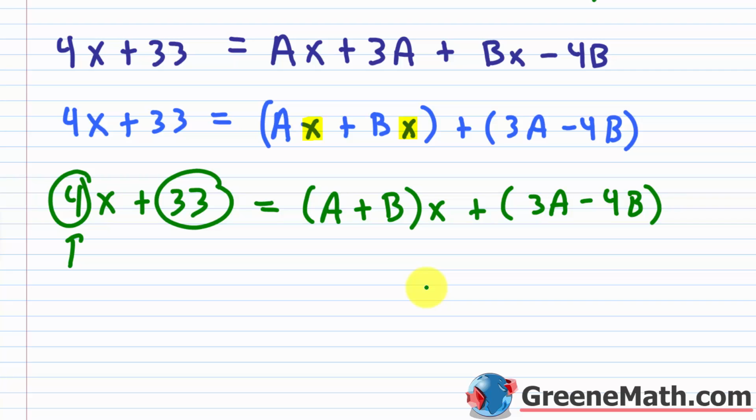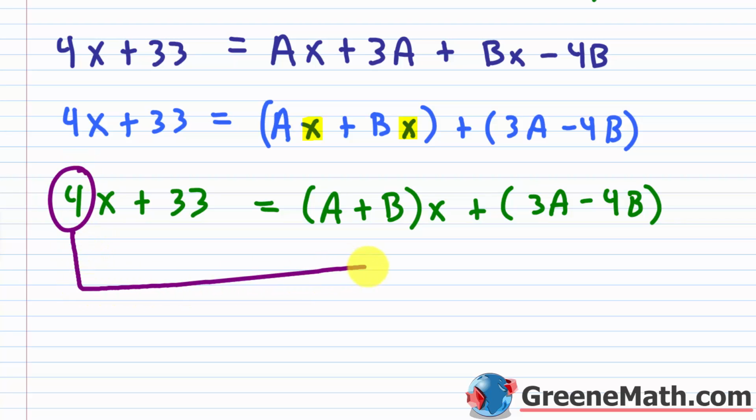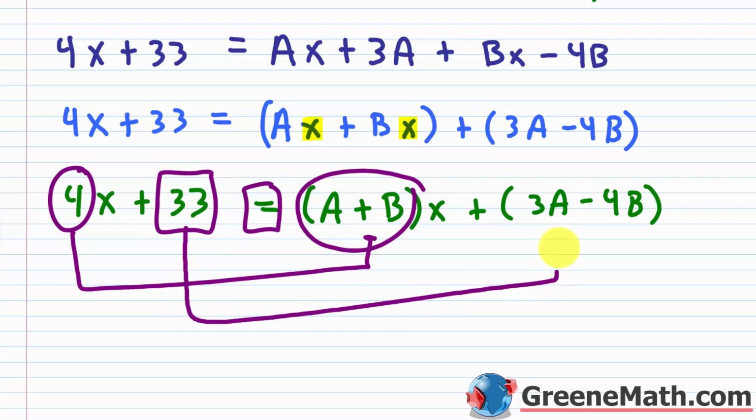Okay, so what do we have here? Let me just erase this so we can kind of match things up. We have this guy right here has to be equal to this guy right here. Because, again, this equality says that 4x plus 33 is equal to a plus b, this quantity, times x, plus this quantity 3a minus 4b. So I can just match up this coefficient with this coefficient. And then I can also match up this guy with this guy.